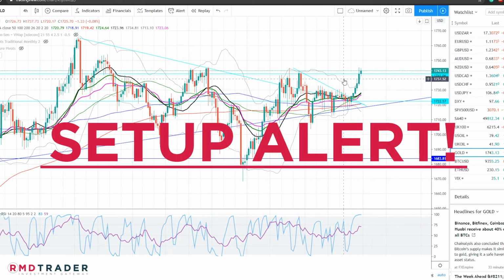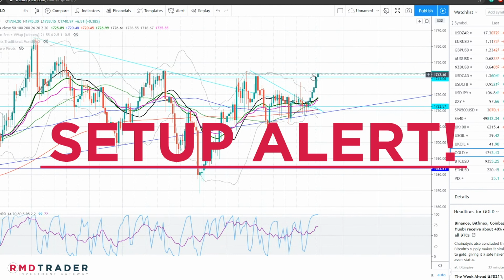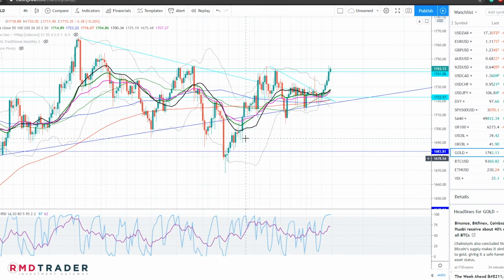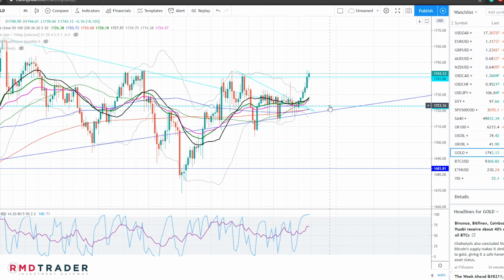And just taking into account that should price now be rejected from this area, we will very soon find support at this 1720 area, as that is the area of immediate support, converging on the 200 SMA on the 4 hour, the 100 SMA on the 4 hour, as well as this diagonal area of support. So a very, very strong area of support right on the 1720 level.